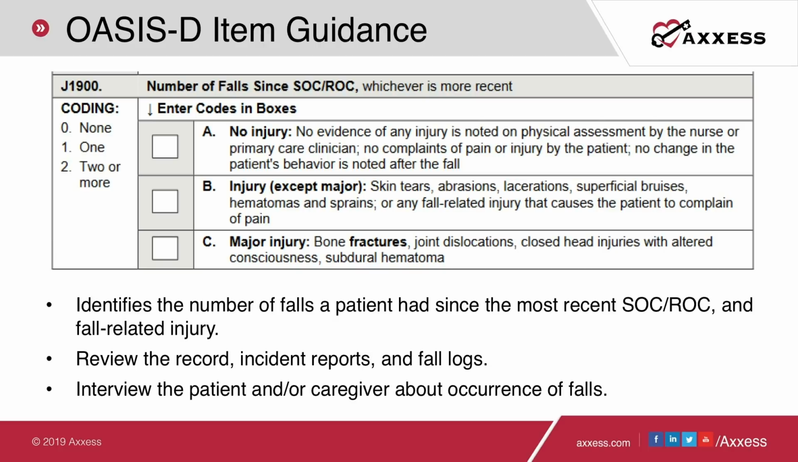All right, the last item we have, J1900. This is the number of falls, whichever is most recent, start of care or resumption of care. We're going to answer A, B, and C using 0 for none, 1 for 1, or 2 for 2 or more. So we have to identify the number of falls a patient had since the most recent start or resumption and the fall-related injury here. Again, you're going to review the record, the incident reports, and any fall logs you might have, and then you would also interview the patient and or the caregiver here.